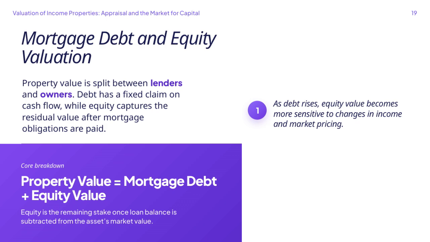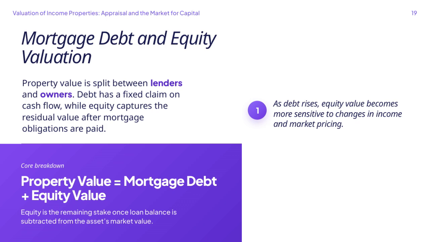To put it simply, you calculate the property value by adding the mortgage debt to the equity value. Equity is what remains after subtracting the outstanding loan balance from the property's market value. Understanding this breakdown is core to valuing income-producing properties, as it highlights how the capital markets impact both risk and return.